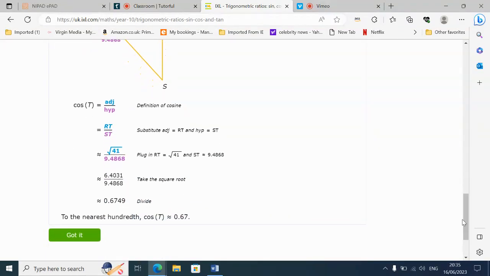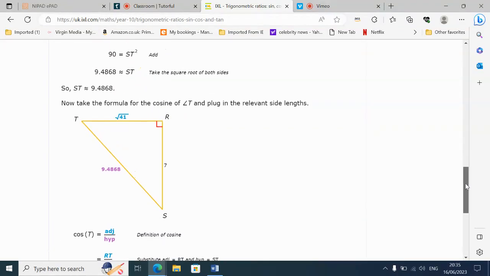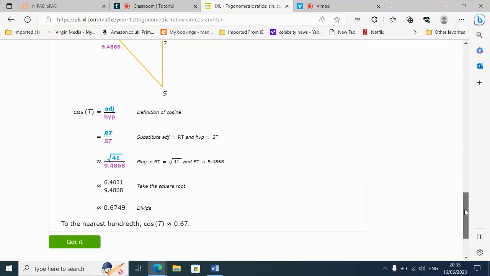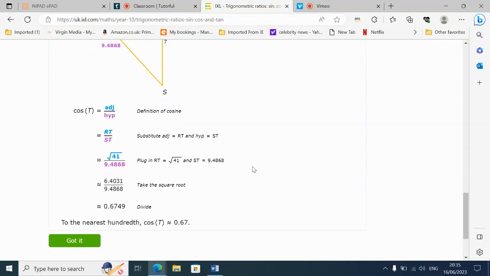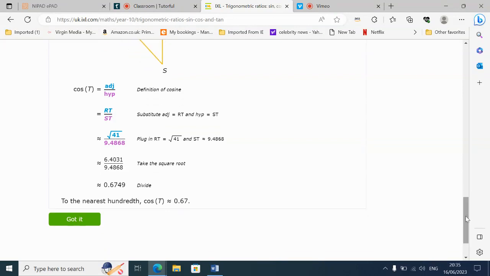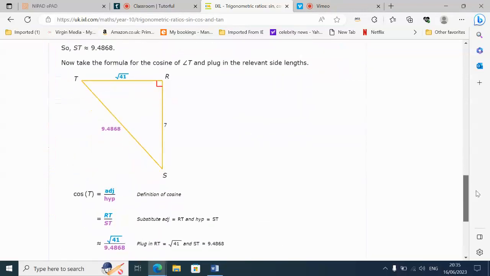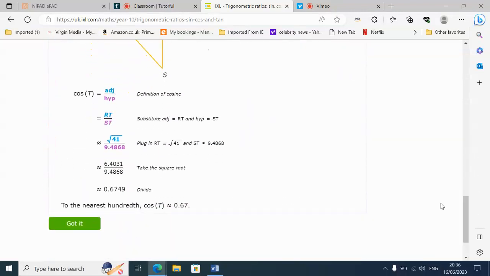Now you see for the next bit, when you're taking the formula for the cosine of LT and plugging in the relevant side lengths, all you do here is find out what the square root is. How did they get 6.4031? Did they find the square root of 41? So yeah, they found the square root of 41, and then I think they just left the 9.486 as it was. Is that the length of the hypotenuse? Yeah, the hypotenuse.